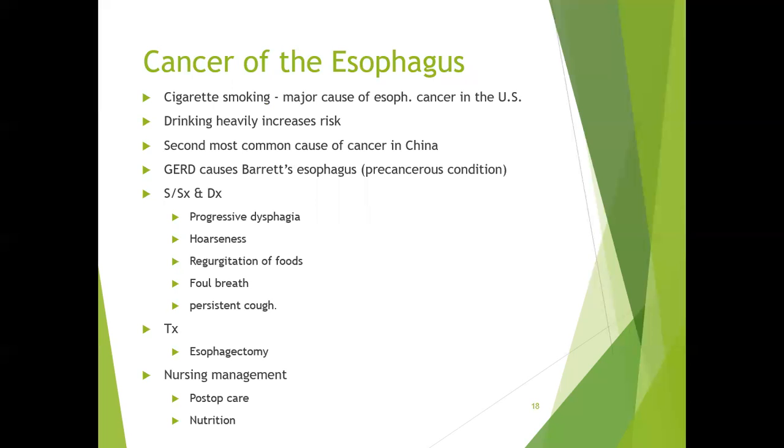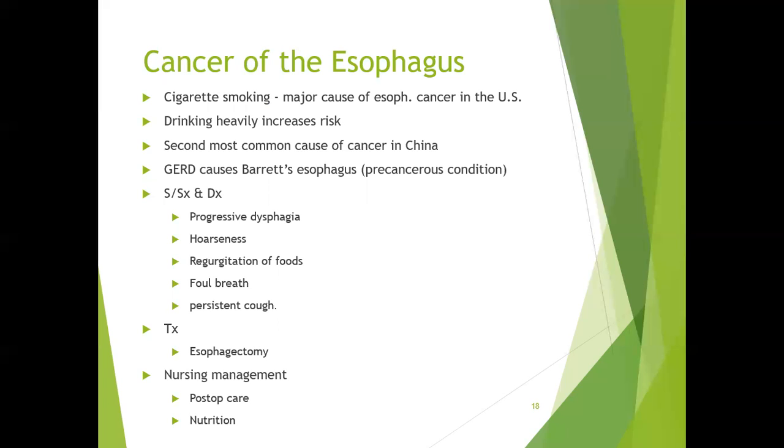Cancer of the esophagus. A major cause of esophageal cancer in the US is cigarette smoking. Drinking heavily also increases the risk of esophageal cancer. Esophageal cancer is the second most common cause of cancer in China. GERD causes Barrett's esophagus, which is a precancerous condition that can lead to esophageal cancer. Barrett's esophagus is a condition that we must be aware of so that we can treat our patients early on to prevent a continued decline in the integrity of the GI system or the esophagus.